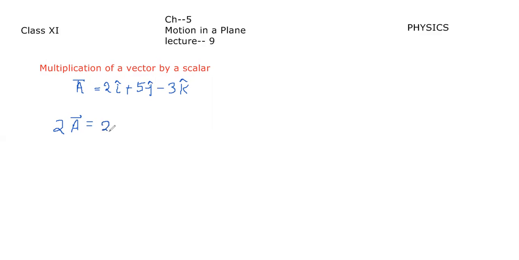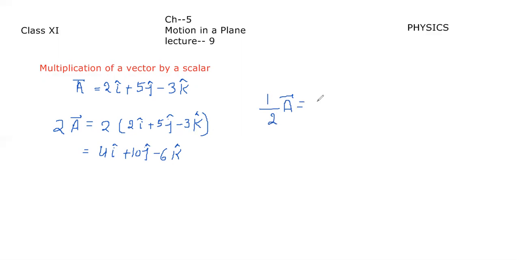So 2A means 2 into (2i plus 5j minus 3k). So what is the final answer? That is 4i cap plus 10j cap minus 6k cap. Okay, so 2A vector is clear to all of you.